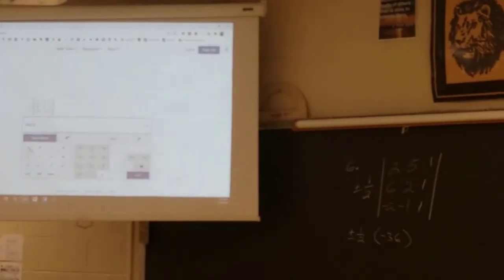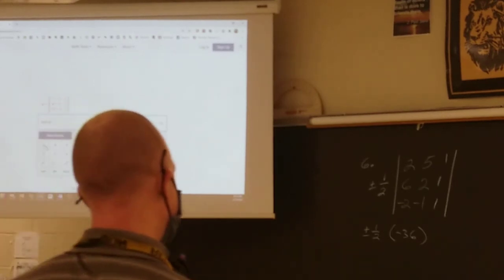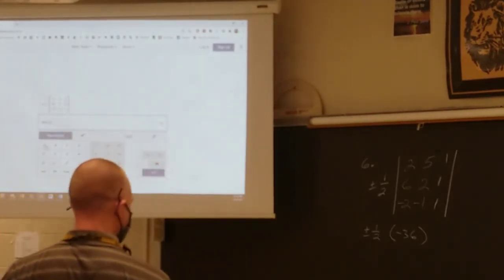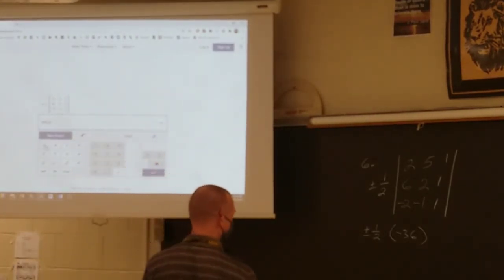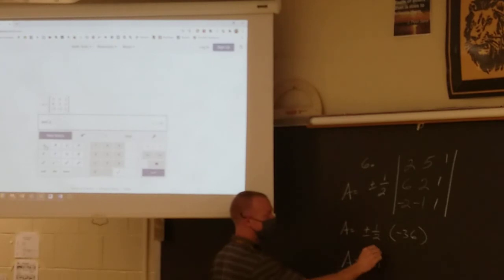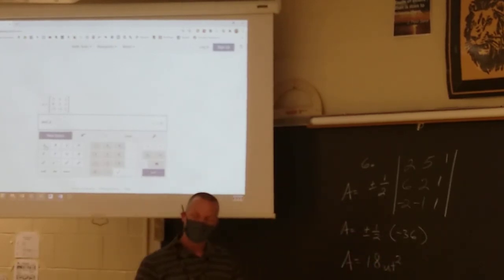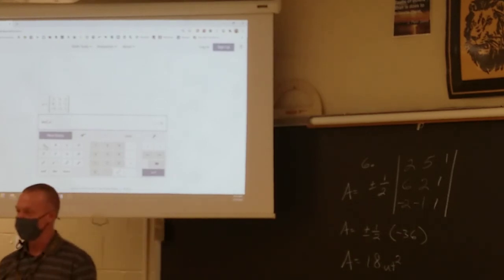Sometimes it seems like a lot of work the first time, but you basically put these numbers into a matrix, do the determinant, and you get the area of a triangle. Pretty nifty. Listen, the final answer is 18. 18 units squared. But you want to do 1/2 of negative 36.